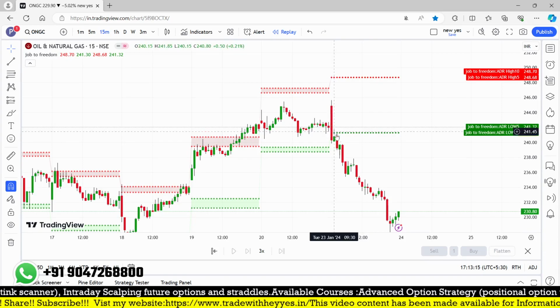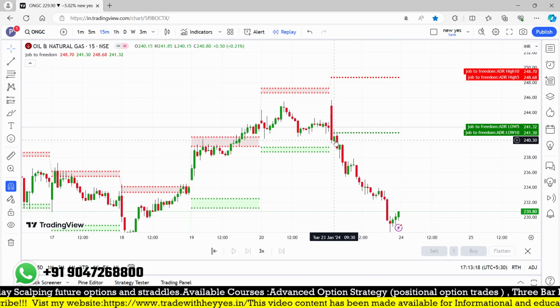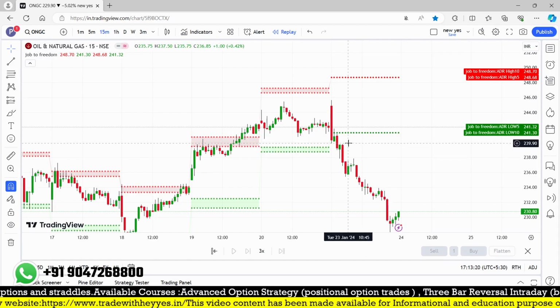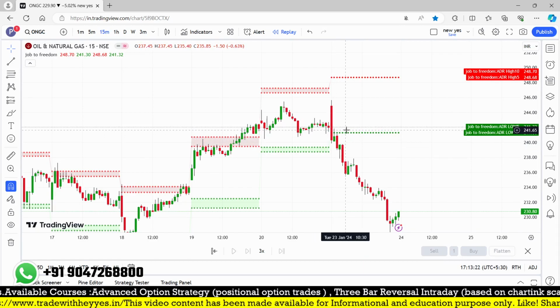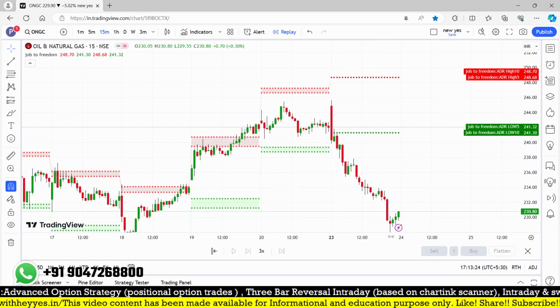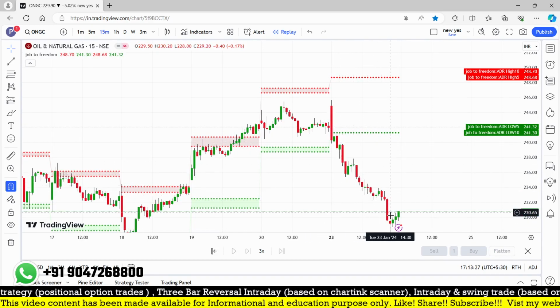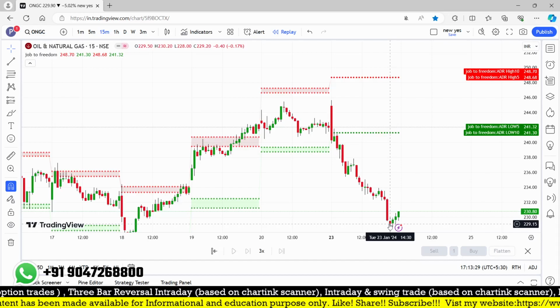I'm looking for a breakout, but the second candle is not giving the breakout, while the third one gives you the breakout, and I can keep the second candle high as a stop loss. There is a good move from that, almost 10 rupees, from 230 to 242.